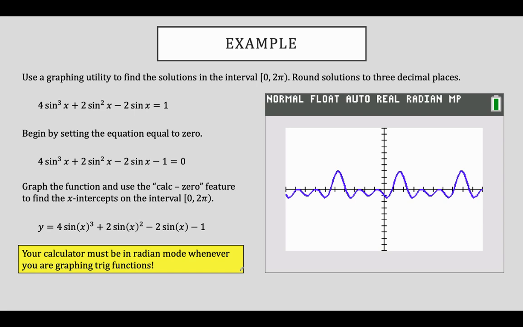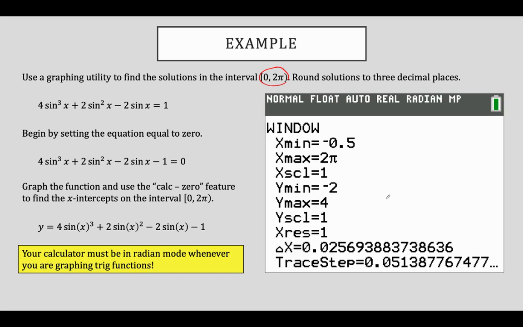Now, we're only looking to find solutions that are between 0 and 2 pi. So it's a good idea to play around a little bit with our window. So I want everybody to hit the window button on your calculator. And notice, I have changed our x minimum value to negative 0.5, right? 0 could potentially be a solution, so I want to show a little bit of room to the left of 0. And my x maximum, well, you can actually just plug in 2 pi, because that would be the greatest value, and we're not going to include 2 pi in our solution set.